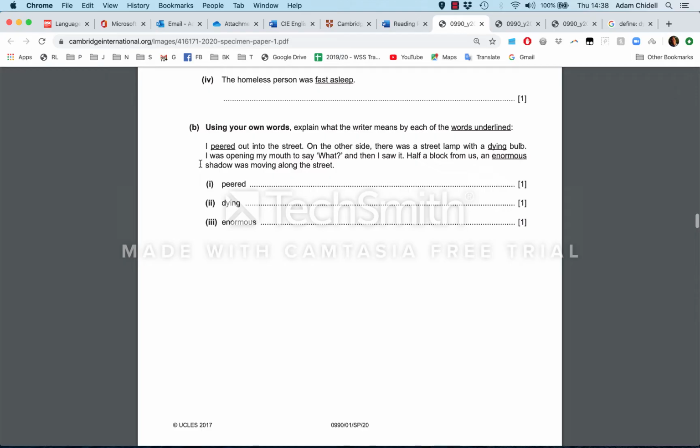So let's start with the as-precisely-as-possible bit, and we're going to start with the word enormous. It says here, "Half a block from us, an enormous shadow was moving along the street."